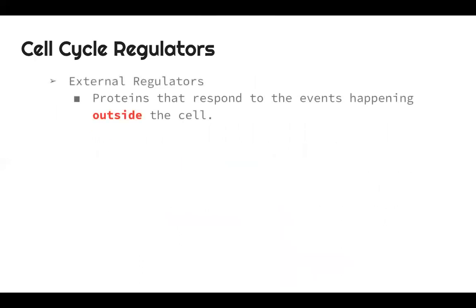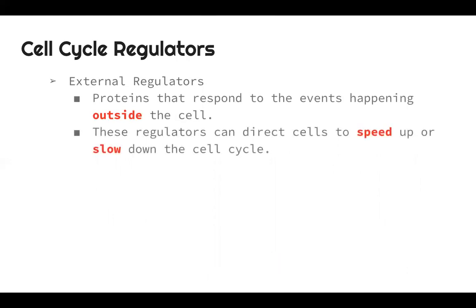There are also external regulators that are outside the cell. So these can speed up and slow down the cell cycle. So for example, when we talked about when you get a cut, and those cells need to start replicating themselves quickly to help heal you. And then they learn that they must slow down because there are enough cells now. Those are all external regulators.